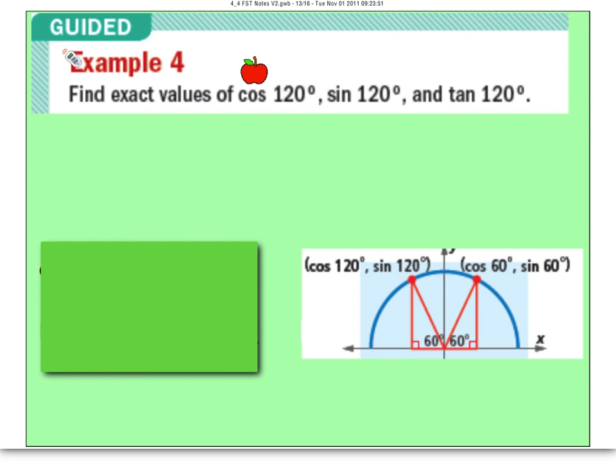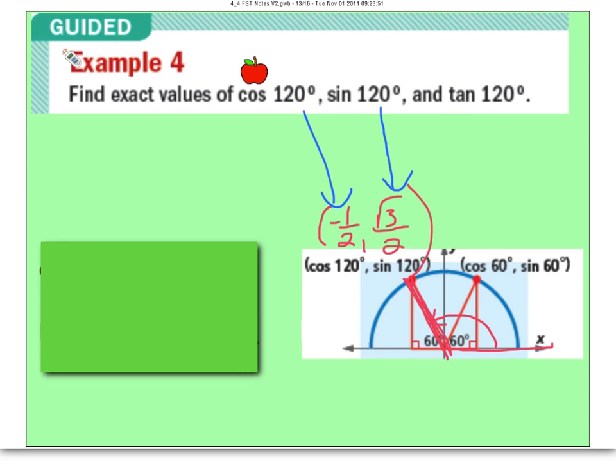Now let's take a look at this. They want us to find the exact values of cosine, sine, and tangent at 120 degrees. Okay, again, just go to your unit circle. If you move 120 degrees, you are going to land right here. Now if you look at the circle, you're going to notice that the ordered pair is negative 1/2 and then square root of 3 over 2. So the cosine's easy. It's right here, negative 1/2. The sine is square root of 3 over 2.